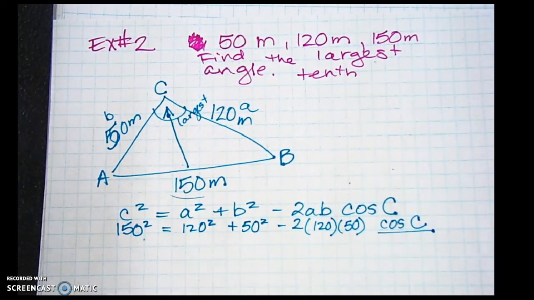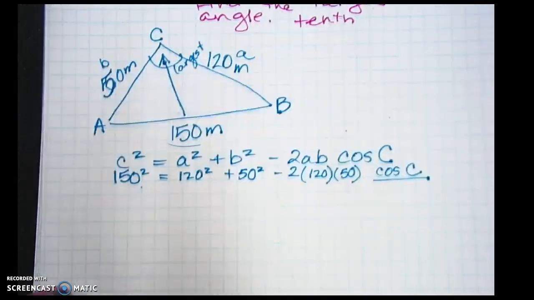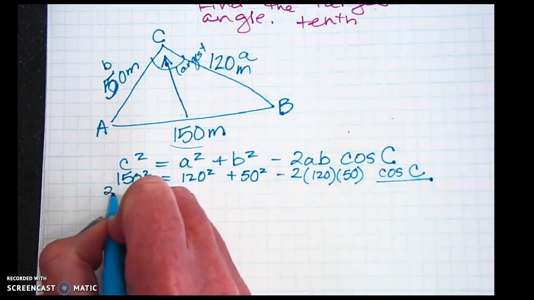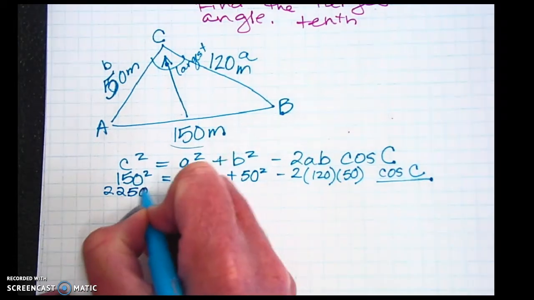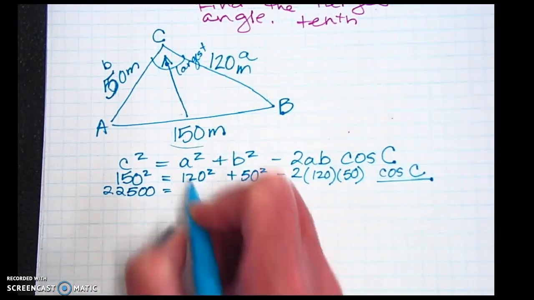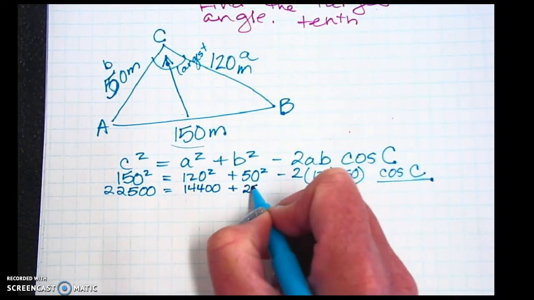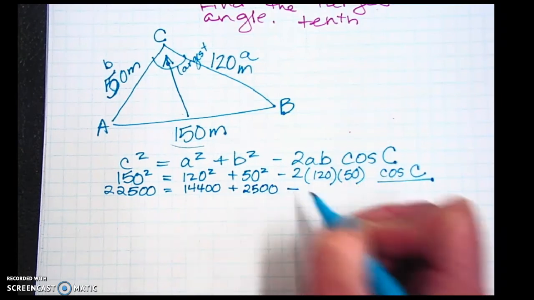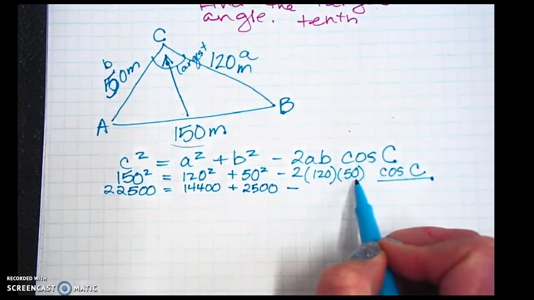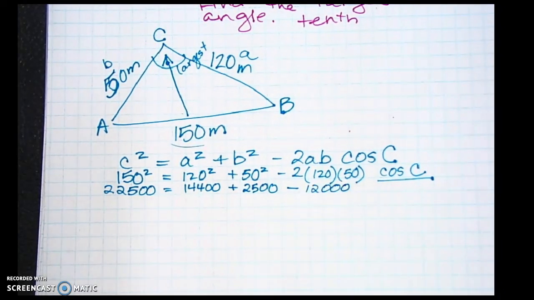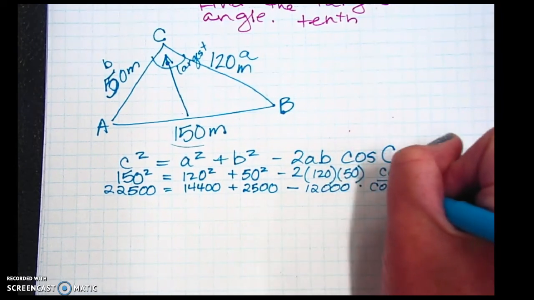Okay? So whereas in the last problem we used regular trig, on this one we're going to use inverse trig, because in the end we're getting an angle measure. So for the rest of it, just use your calculator, right? 150 squared, I got 22,500. 120 squared is 144,000. And 50 squared is 2,500. Minus, and then 2 times 120 times 50, I got 12,000. All that times the cosine of c.